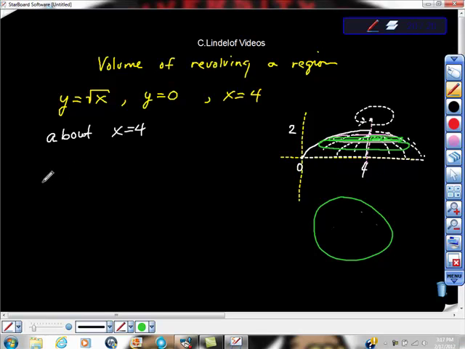So this is what we're going to do. Here's the formula that we're going to be using: volume is equal to pi times the definite integral, a to b, of big radius squared minus little radius squared dy. All right? So this is where I'm going with this.